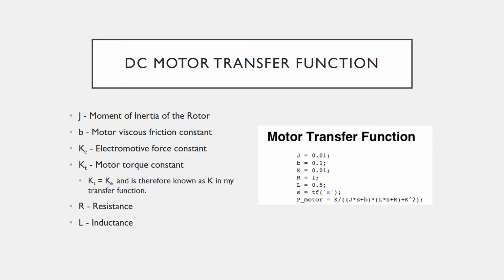All right, so here you can see our transfer function for the DC motor. It's in the bottom right as P motor, but it's made up of all these variables. Let me tell you what they are. J is our moment of inertia for the rotor. B is the viscous friction constant. Ke is the electromotive force constant. Kt is the motor torque constant. Now we can see in my transfer function, we just use K, and that's because Kt and Ke are the same value. Also, R is the resistance and L is the inductance of the motor.